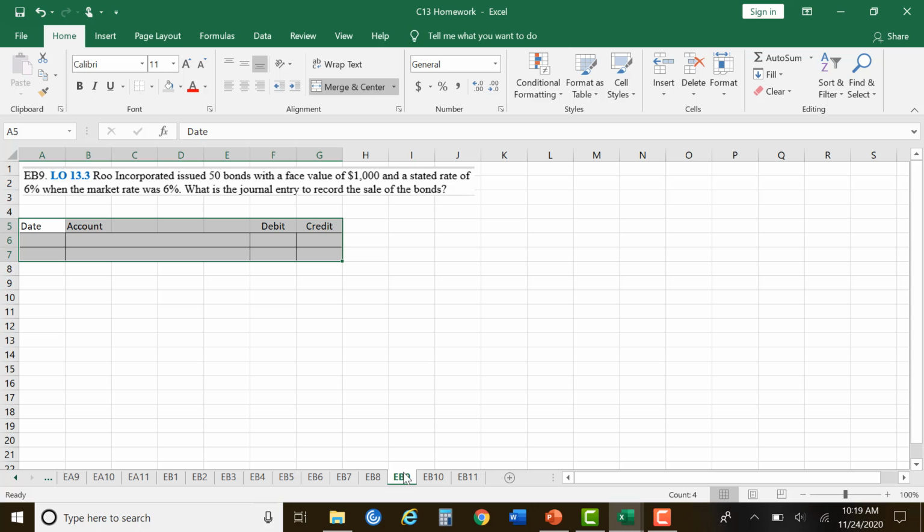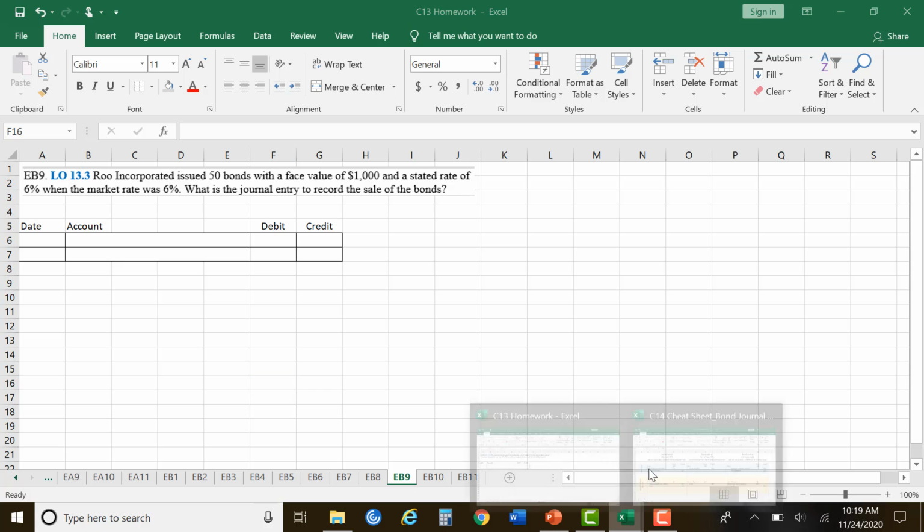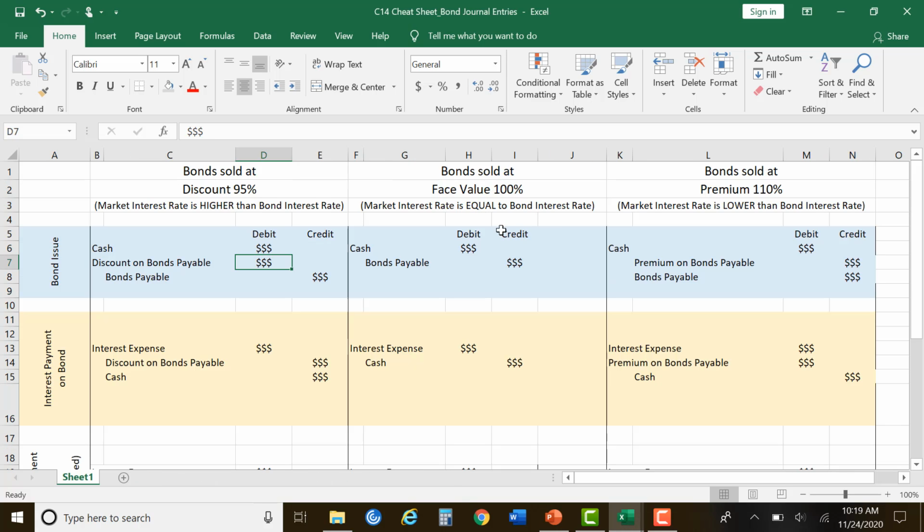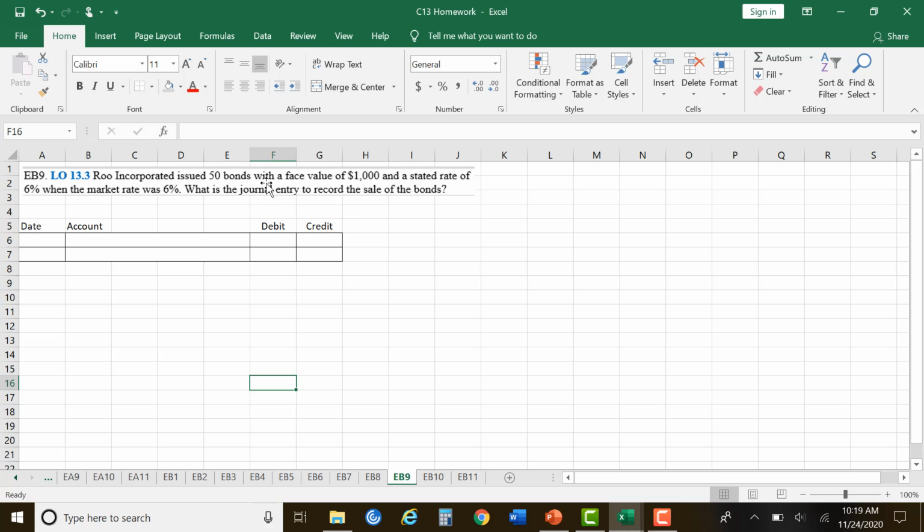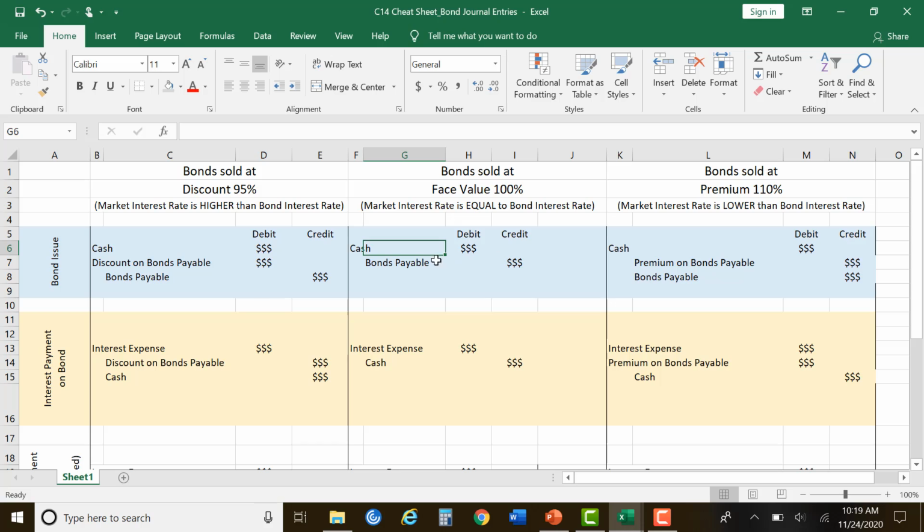For 9, Rue Incorporated issued 50 bonds with a face value of 1,000, so $50,000. Stated interest rate of 6% when the market rate was 6%. So they sold them at par. So it is going to be bonds sold at face value or at par. Cash, you just need to multiply what he got. So he got 50 bonds at 1,000, so $50,000. So cash of $50,000, bonds payable $50,000. Easy peasy.